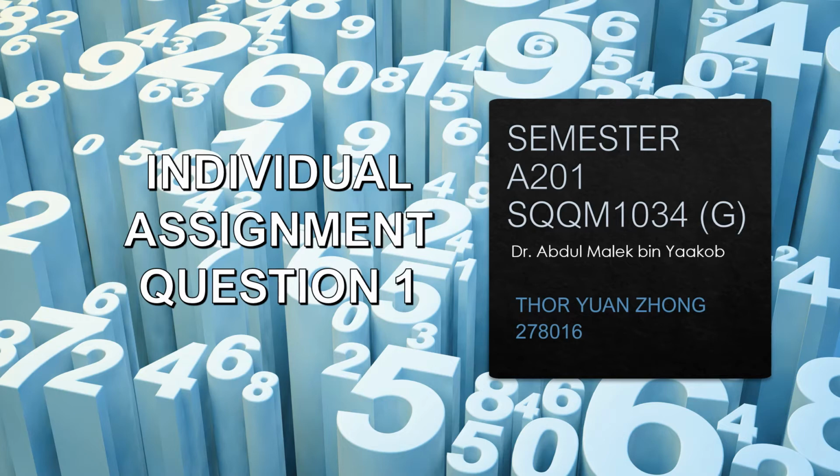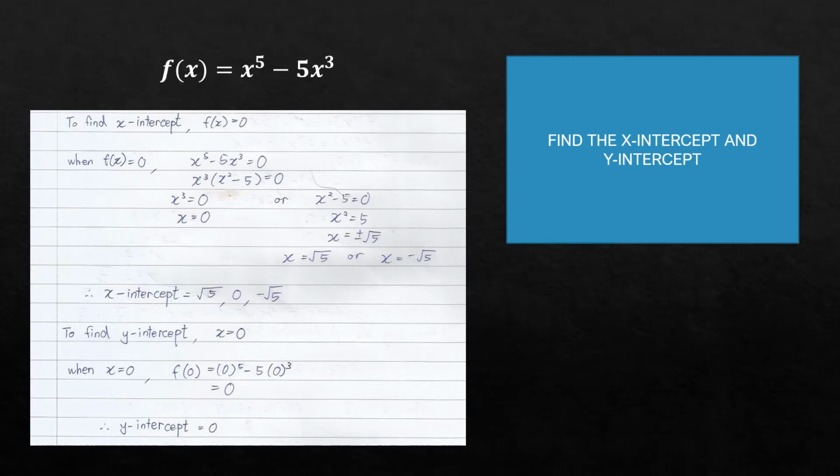Today, I would like to talk about how I solved question 1 in this individual assignment. The function given in the question is f(x) = x^5 - 5x^3. First, the question asks to find the x-intercept and y-intercept of the function.